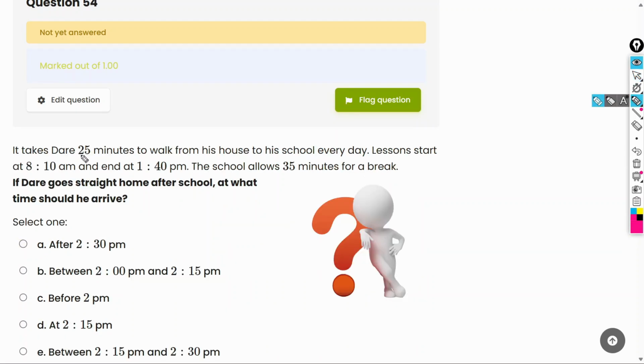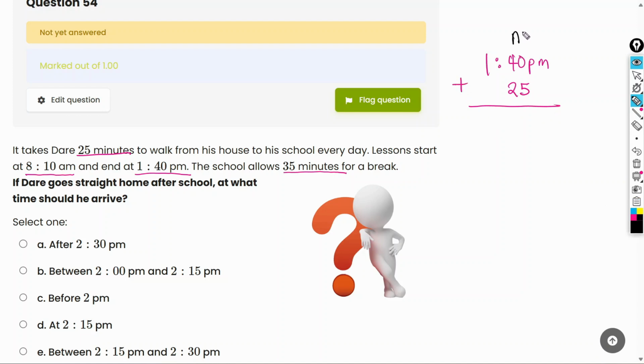It takes Dari 25 minutes to walk from his house to his school every day. Lessons start at 8:10 a.m. and end at 1:40 p.m. The school allows 35 minutes for a break. If Dari goes straight home after school, at what time should he arrive? He goes straight home after school. At what time should he arrive? School ends by 1:40 p.m. and it takes him 25 minutes to get home. So this is us adding 25 minutes to 1:40 p.m.